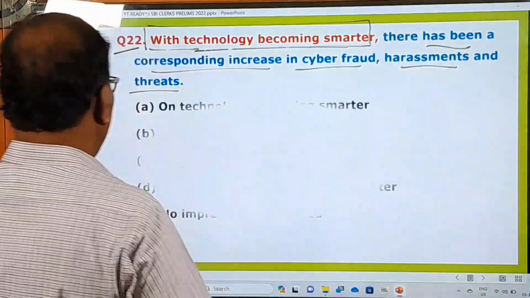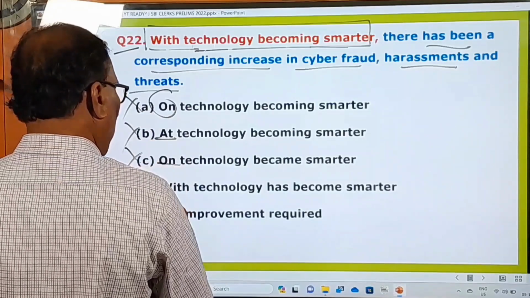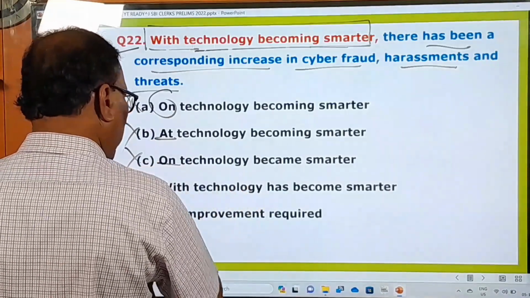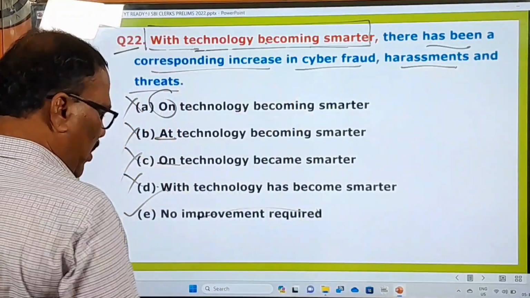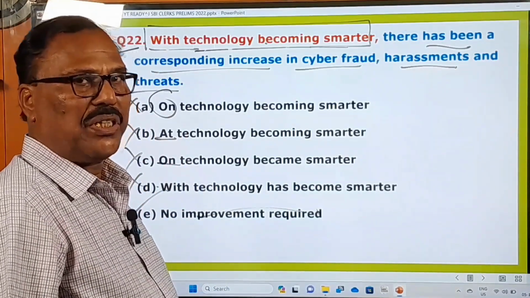Okay, right. So on technology, wrong; at, wrong; on, wrong; with technology, wrong. So no improvement is required in this sentence. Okay, now let's go to the last grammar question, 23rd question.